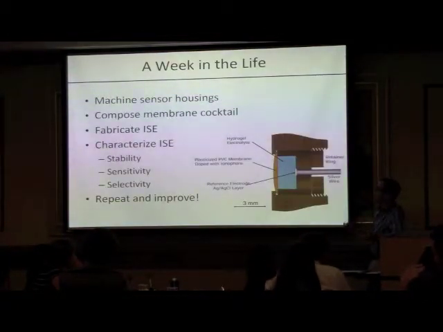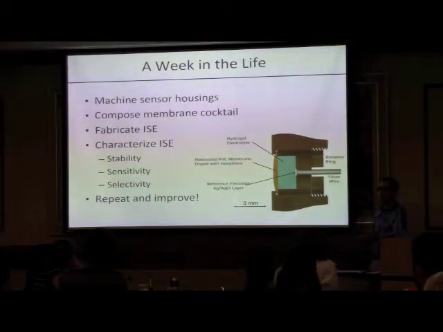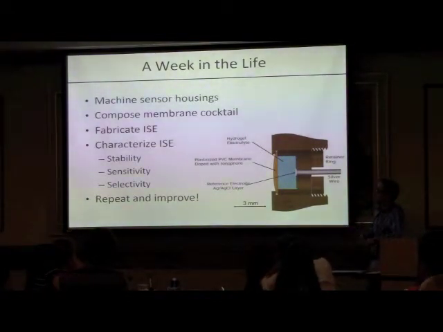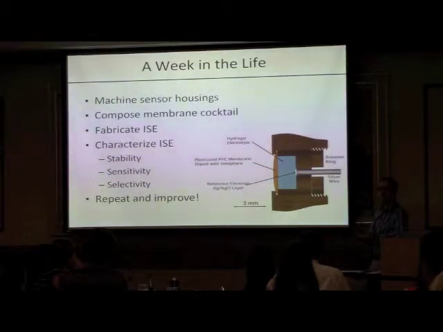So what would a week in the lab look like, a week in the life of a student that would work with me? We would machine a lot of our own housing, so we can use either Teflon tubing, or we can fabricate different plastic pieces. You can compose a membrane cocktail using different organic species, fabricate the ISE, and then characterize it, so we can determine the stability. So it's a matter of just testing it over and over and over again and seeing if it's the same response. The sensitivity, is it still responding in the same manner that it always is? And is it selective? So if I have a potassium electrode, am I actually detecting potassium, or am I detecting everything else?